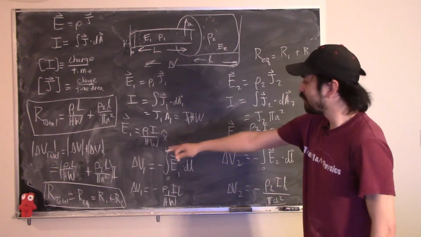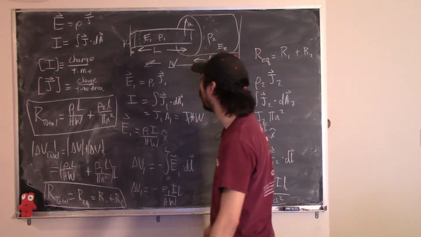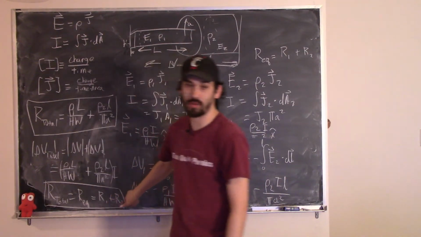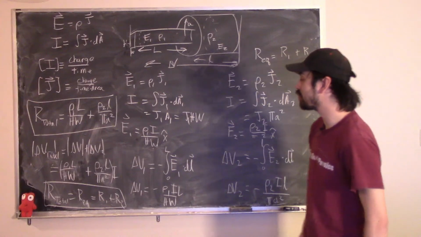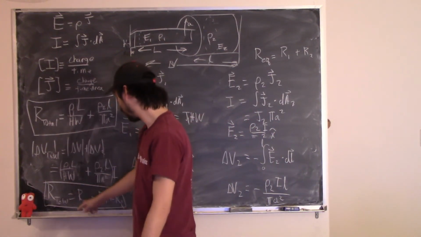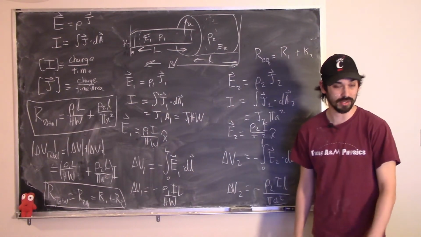Now in the future, same thing with when we did the capacitors. I wanted you guys to go through the process of showing why it is I can say that this REQ is equal to R1 plus R2. From now on, whenever you have one of these types of problems, you can just say the total resistance when two resistors are in series is just equal to the sum of the two resistances. Okay?